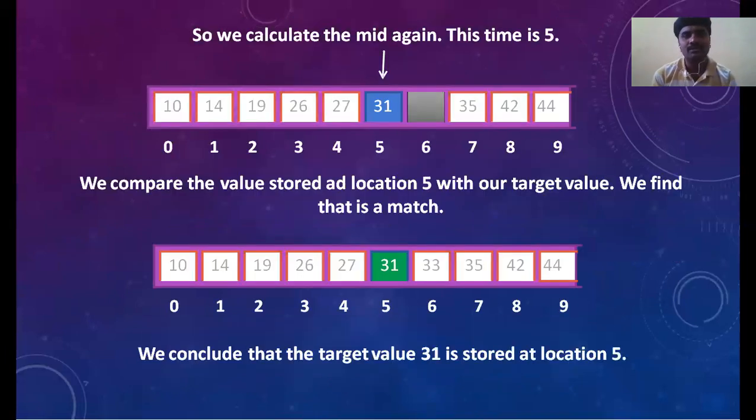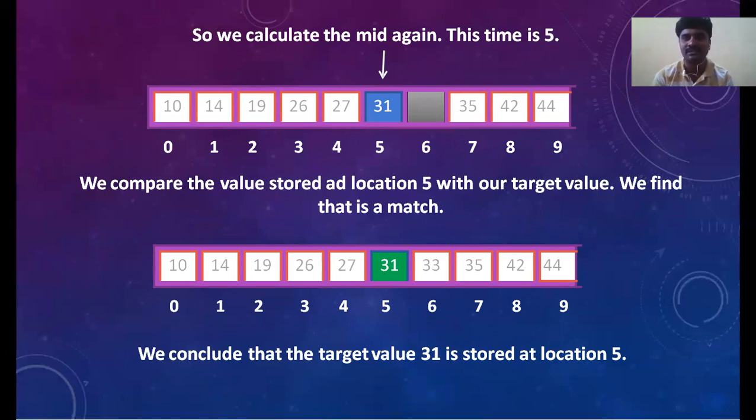Now we calculate the mid again. This time it is 5. We compare the value stored at location 5 with our target value. We find that it is a match, 31. We conclude that target value 31 is stored at location 5.